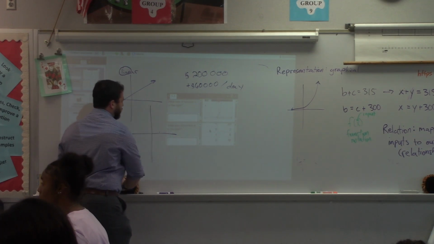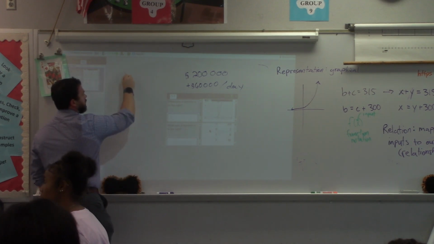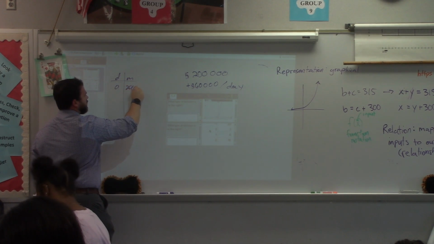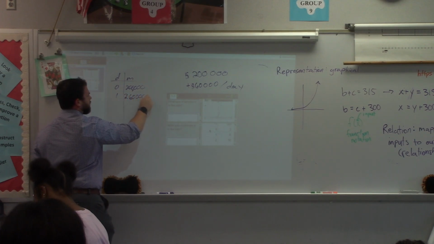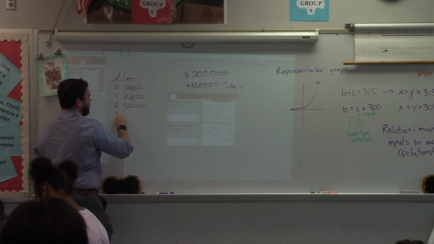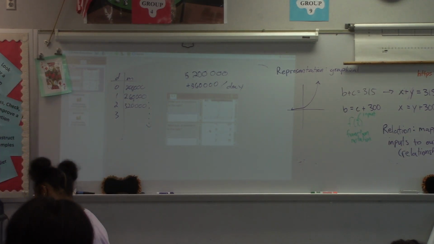That's a graph, not a table. When we made that table, day 0, how much money did this person have? So day 0, 200,000. And then day 1, 260,000. Day 2, 320. What's happening every single day? It goes up. Let's be more clear with that language. When you say it goes up, what do we mean by that? We are adding, right? So remember, we want to be clear with our language.